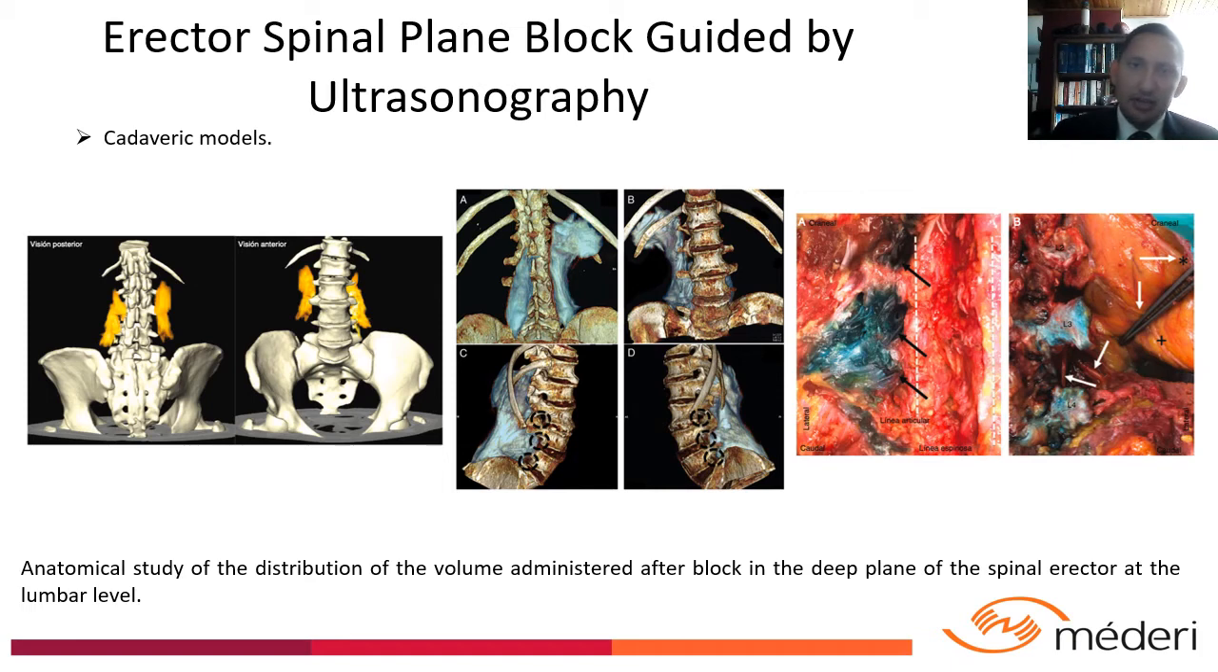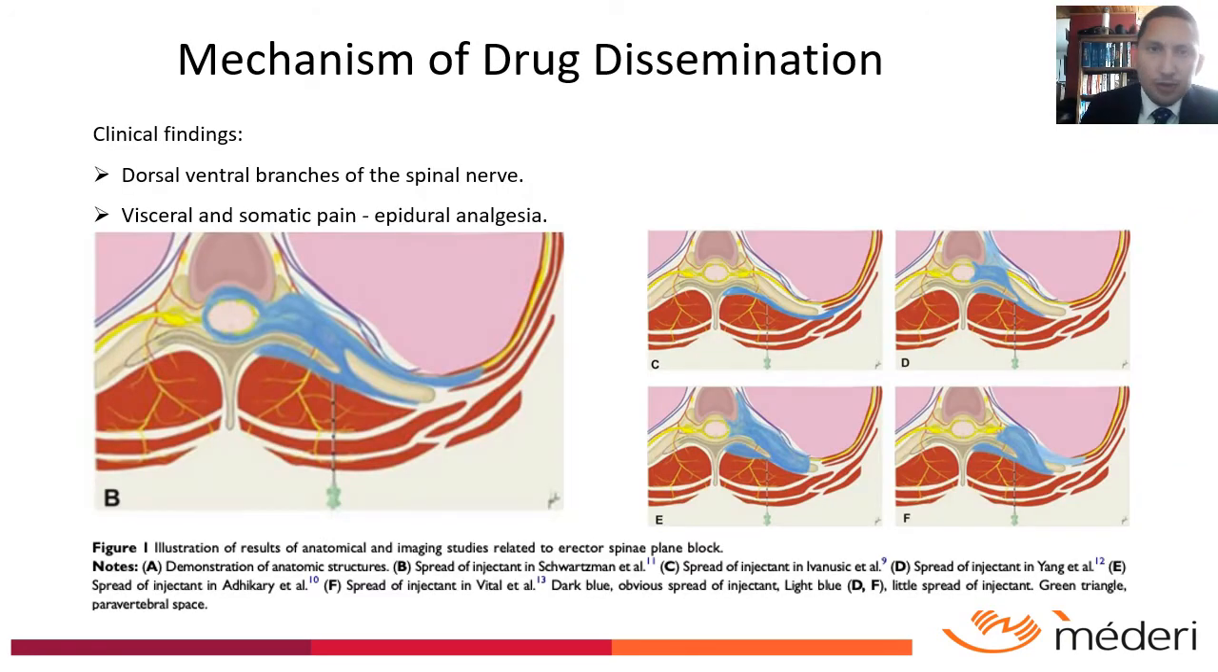Lateral spread is limited to the erector spinae muscle without spreading to the quadratus lumborum. At the lower lumbar level, L3, L4, L4, L5, and L5 S1, it is common to observe a minimal extension to the anterior part of the transverse process and later to the psoas muscle, but without reaching the anterior branches of the spinal nerve at this lumbar location. This is the mechanism of drug dissemination.